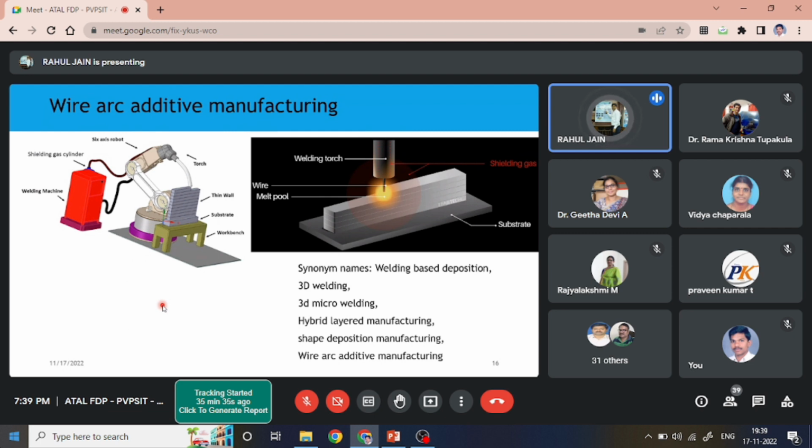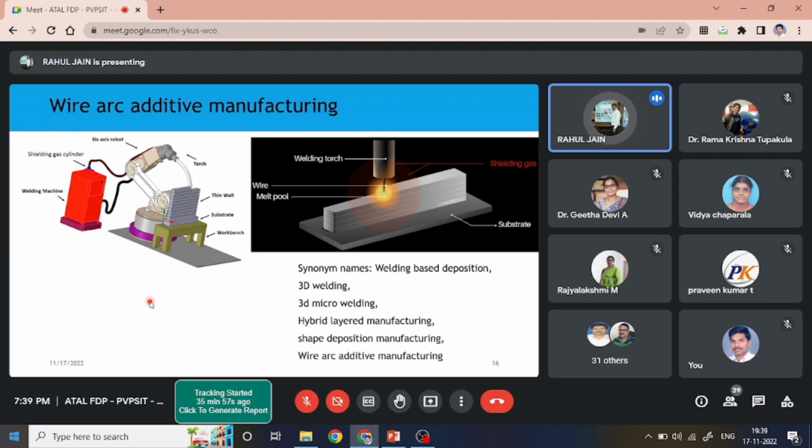That is why, when we talk about the wire arc additive manufacturing process, automation of that particular process is very much important, either through a CNC system or through a robotic system, because maintaining the arc length with the help of hand is extremely difficult. It's practically not possible, right?